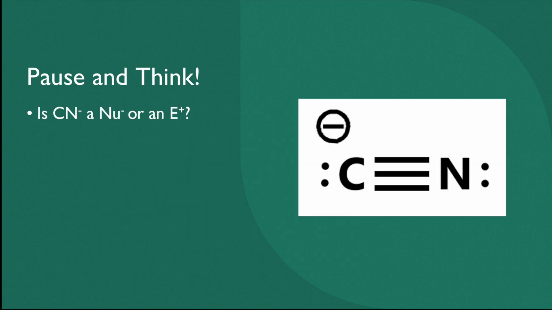Next, is cyanide ion a nucleophile or an electrophile? Because there is a full negative charge on carbon as well as a lone pair of electrons on it, cyanide ion is a good nucleophile. It is strongly attracted to a region of positive charge in another species and donates an electron pair.